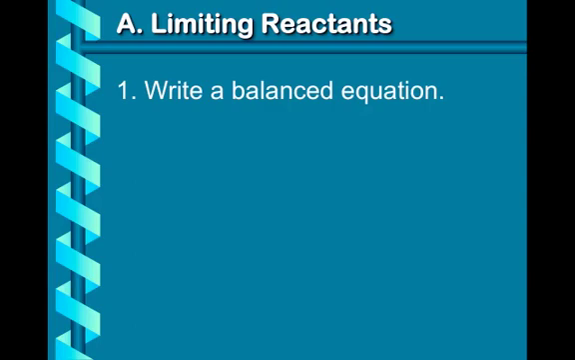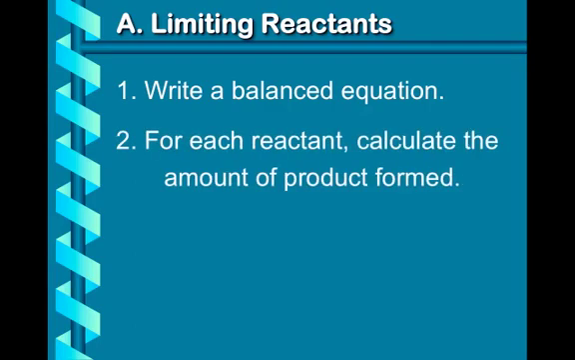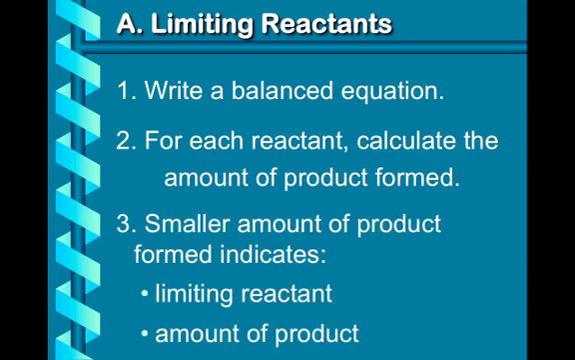So the steps to limiting reactants. The first thing we must do is, of course, write a balanced equation. Then, for each reactant, we must calculate the amount of product formed. For each reactant, so for each different compound or molecule located on the left side of the yield sign, we must calculate the amount of product formed. Step 3 says the smaller amount of product formed indicates the limiting reactant as well as the amount of product.